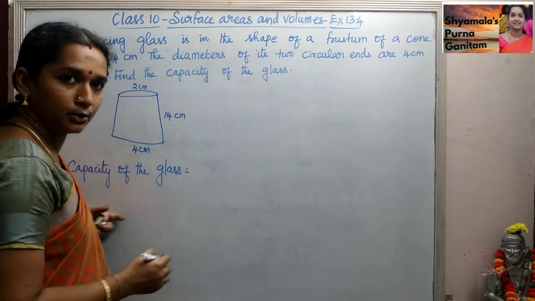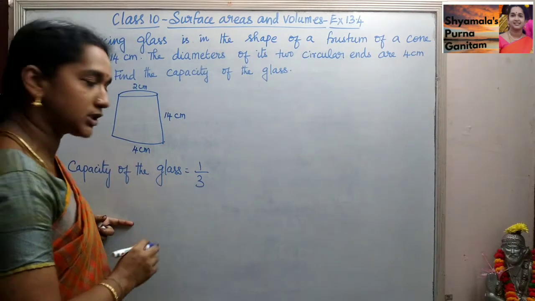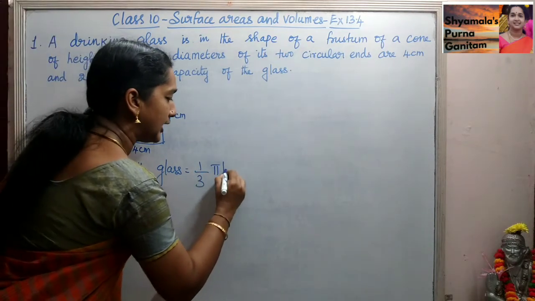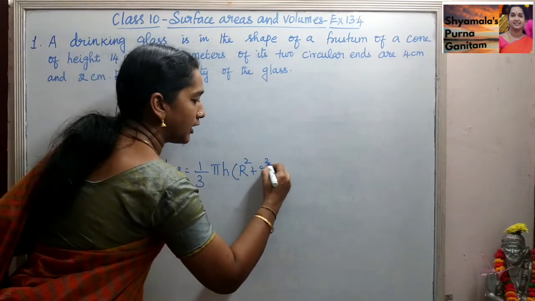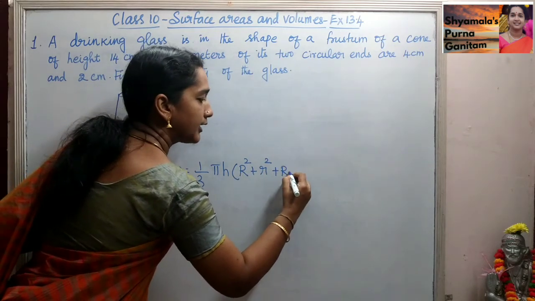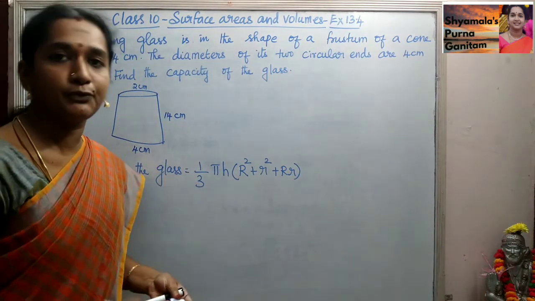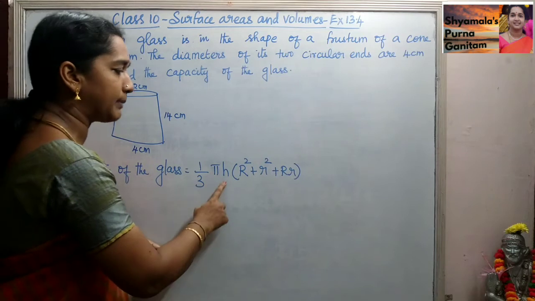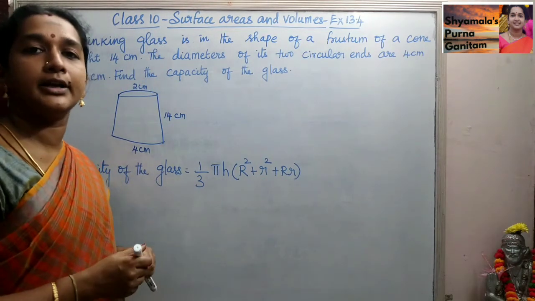Capacity of the glass is equal to 1 by 3. This is the formula for volume of the frustum: 1 by 3 pi h into capital R squared plus small r squared plus R into r. So this is the formula for the volume of the frustum. Okay, 1 by 3 pi h into capital R squared plus small r squared plus R into r.